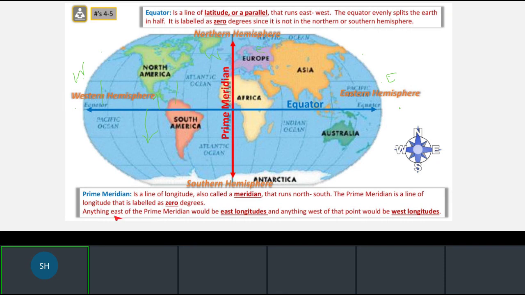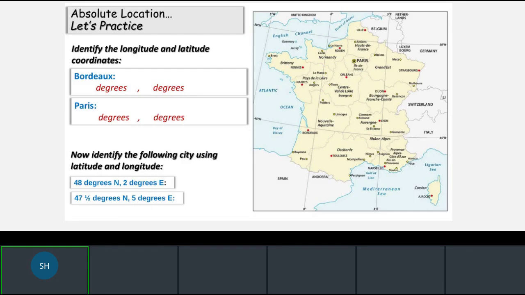It's just that simple. Anything east of the prime meridian would be east longitudes. That's everything in here. Anything that's west would point to west longitude. East longitudes are over here. West longitudes are over here. With the equator, you have the northern hemisphere up here, and you have the southern hemisphere here. I apologize there.